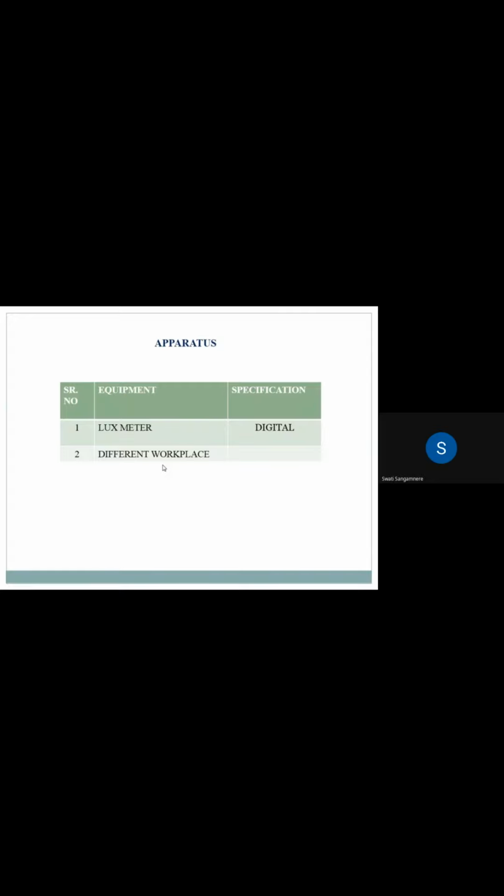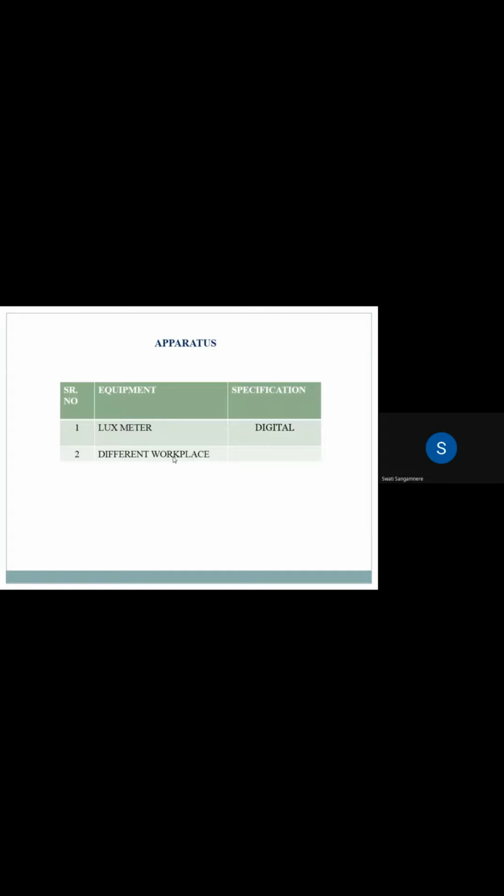So in this practical, we are going to see how the measurement of illumination is done with the help of a lux meter at different workplaces, like workshop, laboratory, library and office, or different types of labs. Depending upon the application, as we know, a different level of illumination is required. So with the help of a lux meter, we can measure the illumination level at different places.